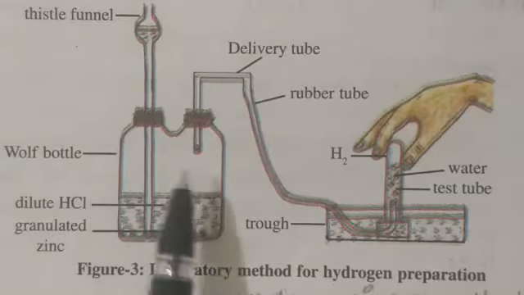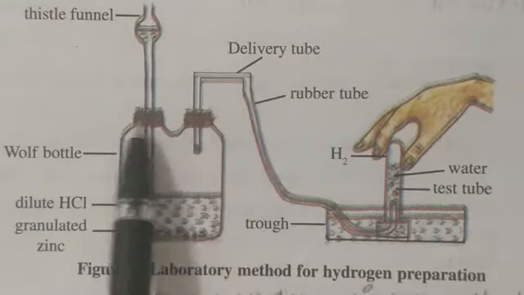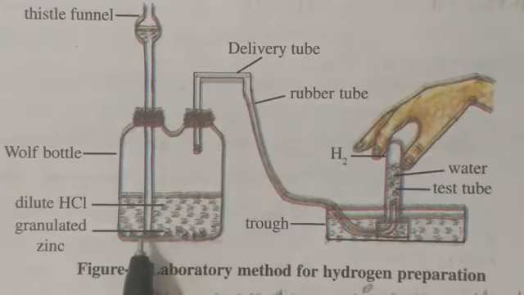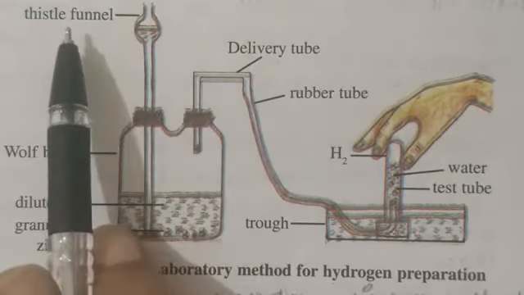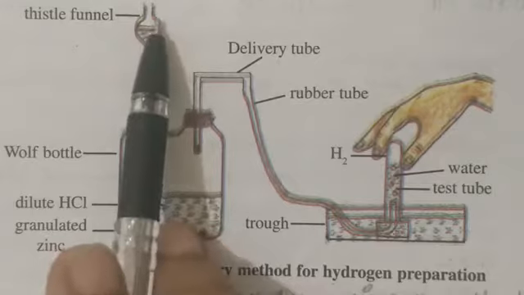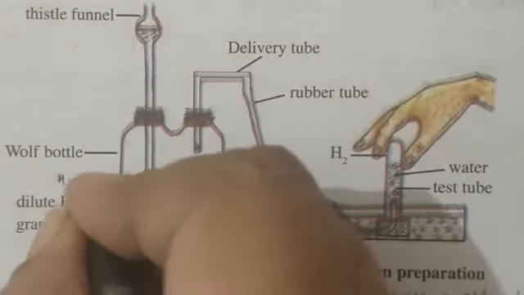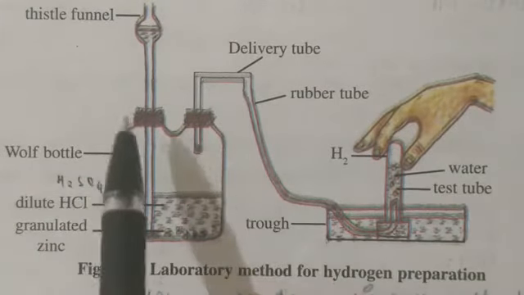Now you just see the preparation of hydrogen in the lab. This is a Woulfe bottle. A bottle having 2 mouths is known as a Woulfe bottle. In the Woulfe bottle, at the bottom, we have taken granulated zinc. A very small particle of zinc is known as granulated zinc, and then through the thistle funnel we add either HCl or H2SO4. You can add H2SO4 also.